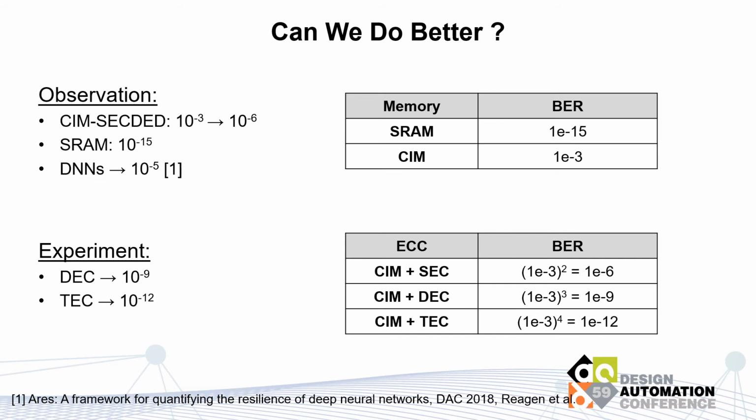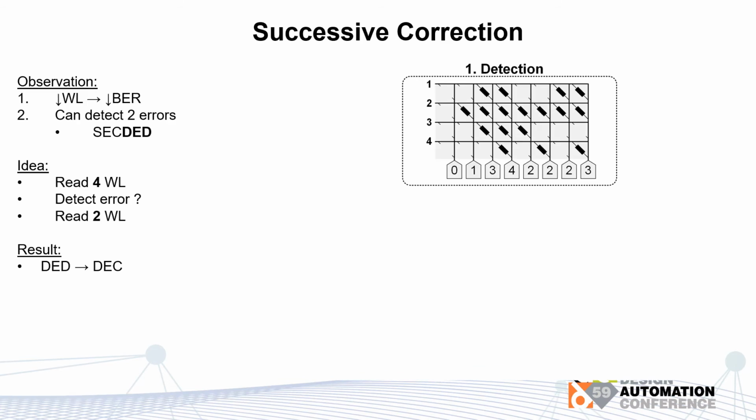And while some applications, like deep neural networks, are quite error tolerant, we want to be able to enable compute memory for a broader class of applications, for which 10 to the minus 5 is not good enough. And so if we could enable double error correction or triple error correction, as opposed to single error correction, we could get to 10 to the minus 9 or even 10 to the minus 12, which would be a lot more compelling. To accomplish this, we propose successive correction.